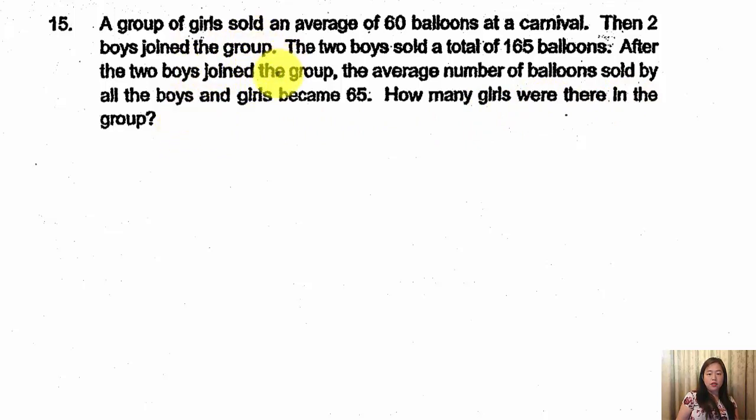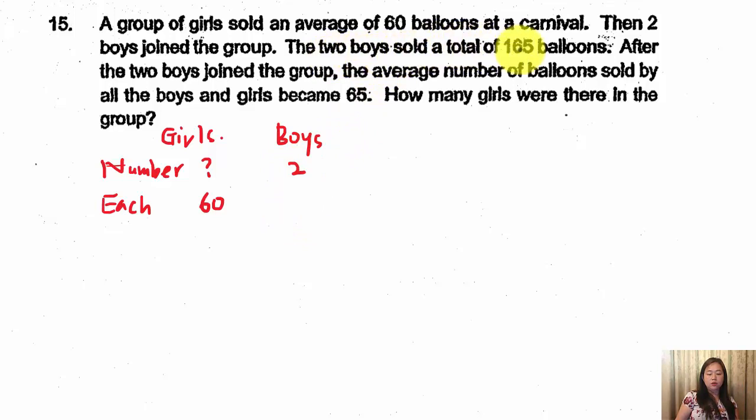So to do this question, let us see what happened in the story. So at first, there were some girls, and we do not know the number of girls, but we know that they sold 60 balloons each. When 2 boys came, the 2 boys sold a total of 165 balloons.